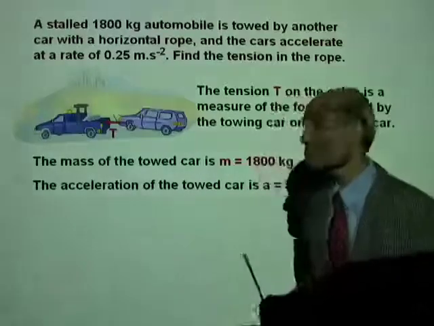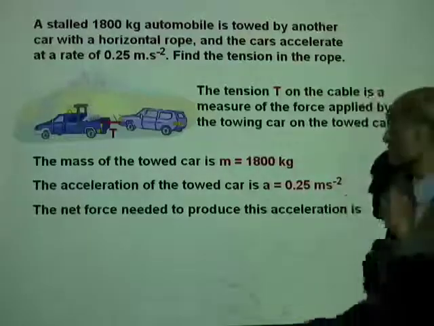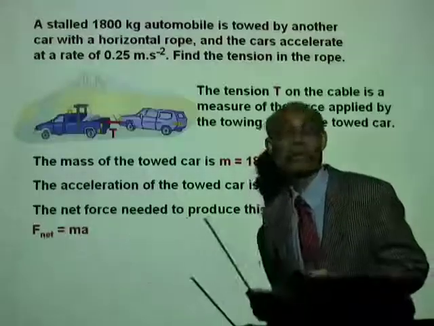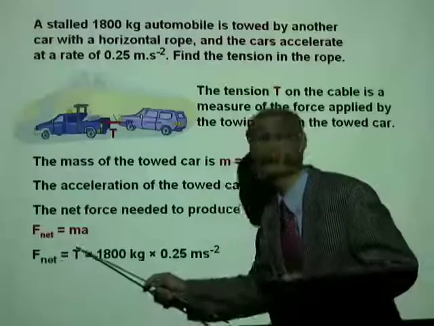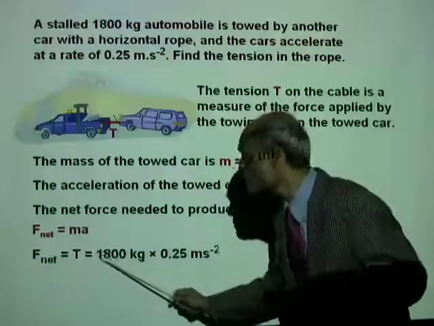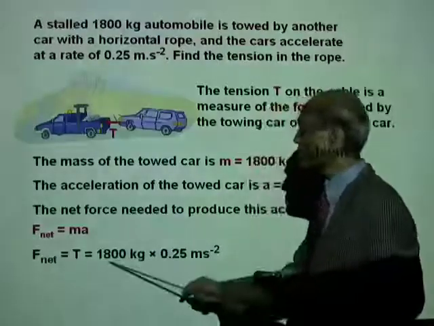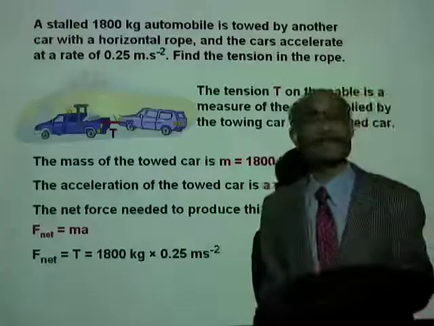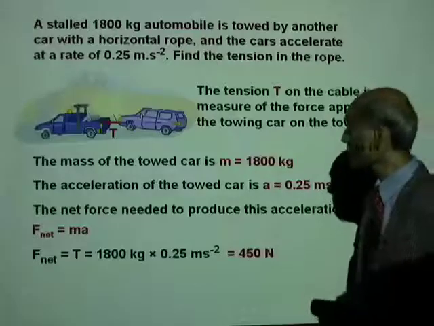So it is a very simple problem. The net force needed to produce this acceleration is F_net equal to ma, and that F_net is the tension. So that tension therefore equals ma, T equals 1800 kilogram times 0.25 meter per second squared, and that will be 450 Newton.